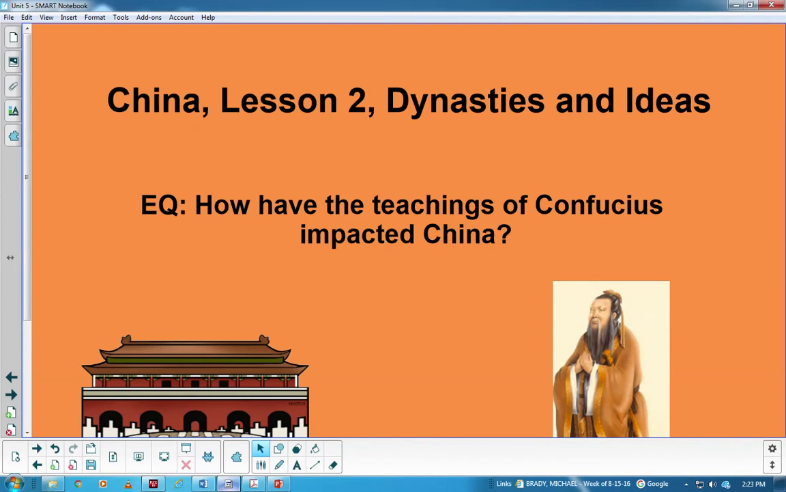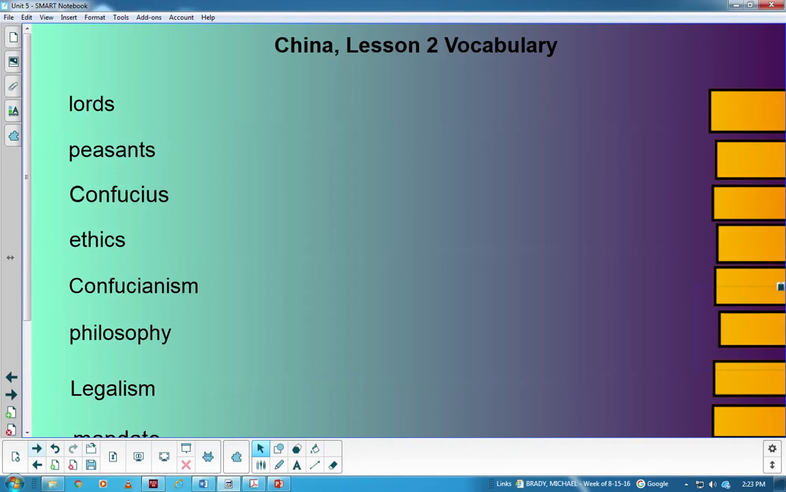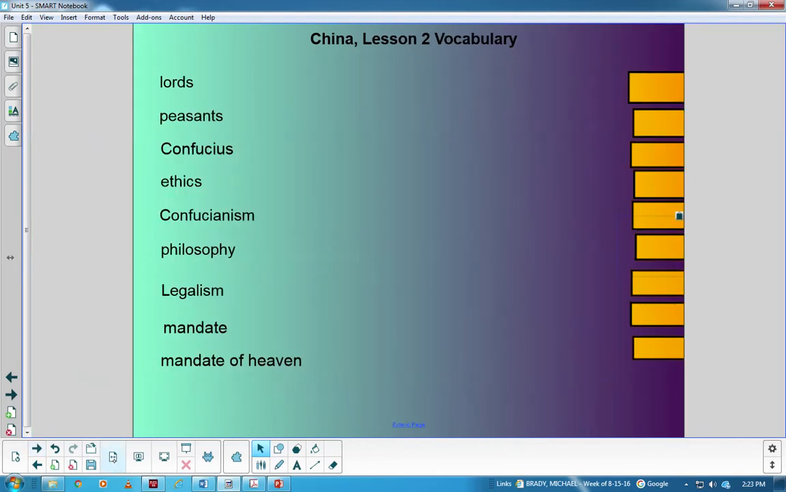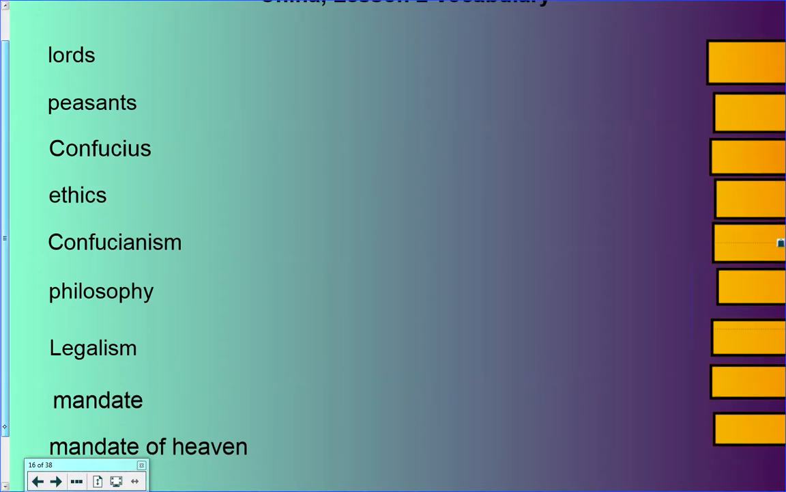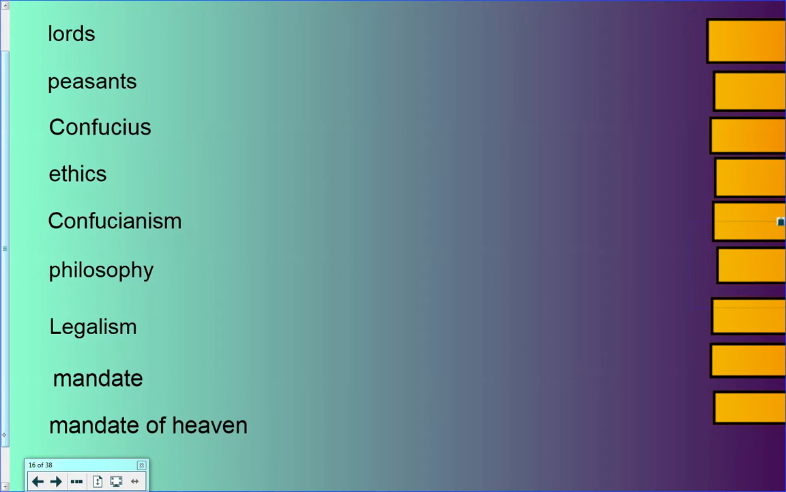lesson today. The central question, how have the teachings of Confucius impacted China? Students will have a minute to write that into their folders. Then we will go to the vocab, and there's our vocab for this lesson. There's 9 words: lords, peasants, Confucius, ethics, Confucianism, philosophy, legalism, mandate, and mandate of heaven.